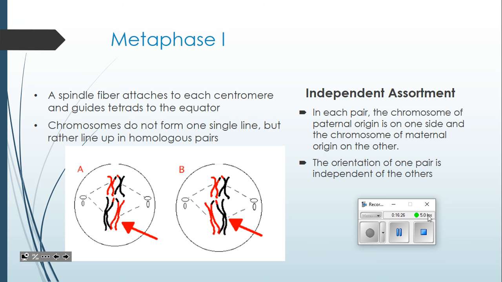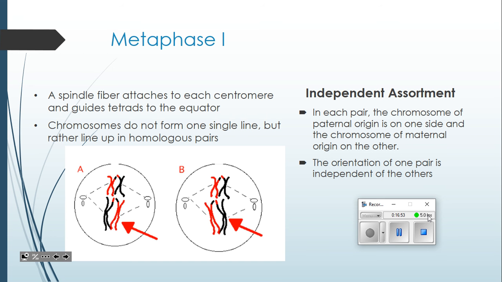The chromosome of paternal origin, meaning from dad, is on one side, and the chromosome of maternal origin, meaning from mom, is on the other. But the orientation of one pair is independent of the others. So it doesn't matter how one pair is lined up, the next pair will line up randomly as well.